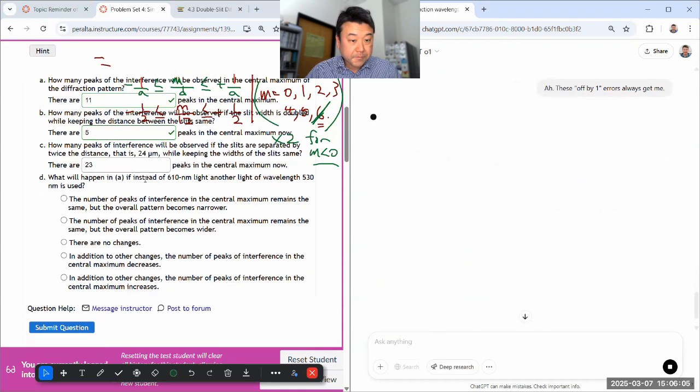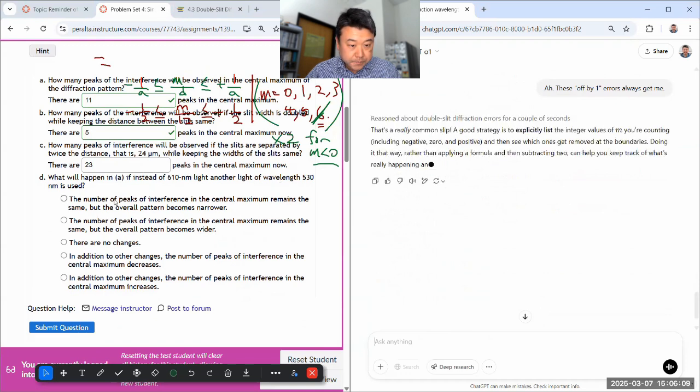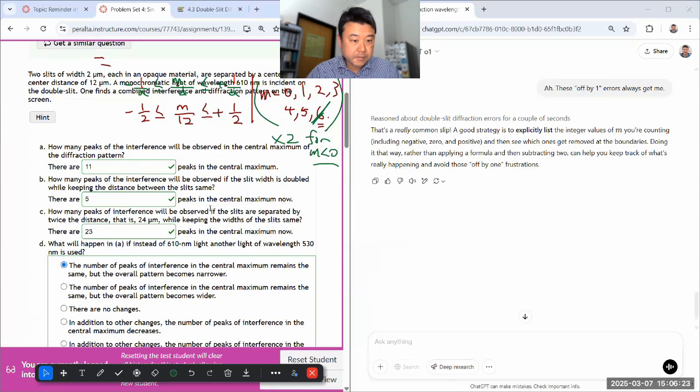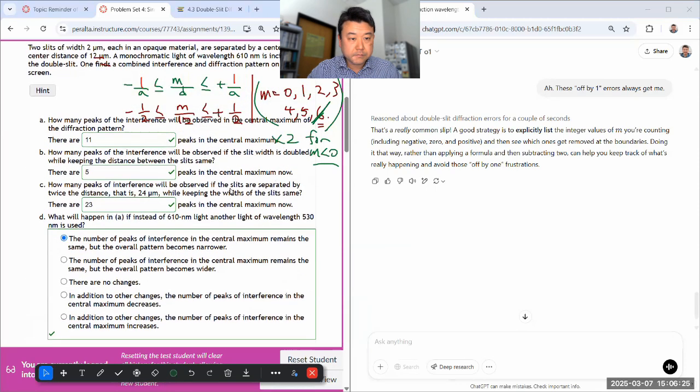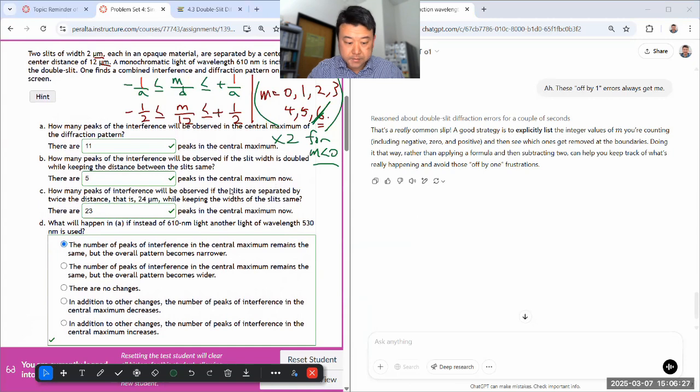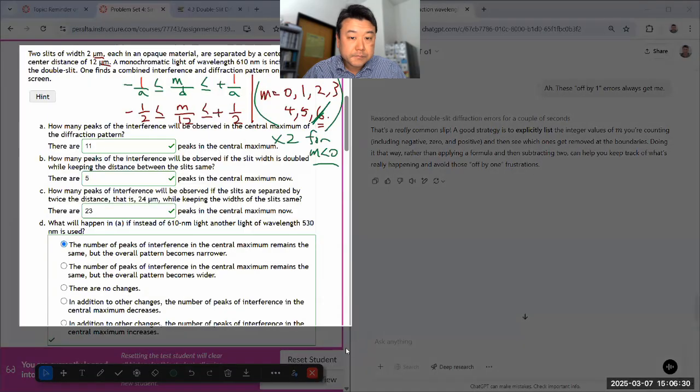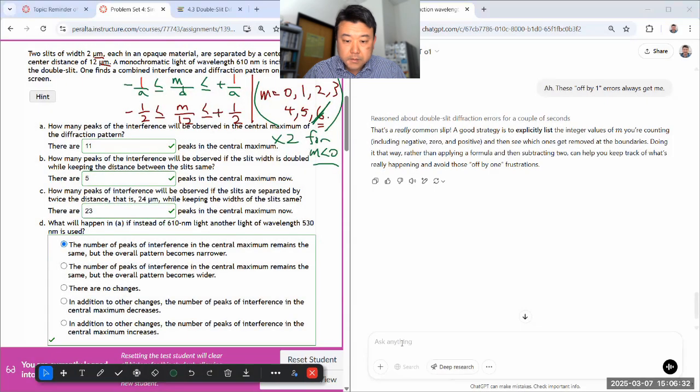Yeah, and then what will happen if instead of that, the count shouldn't change. Overall pattern becomes a shorter wavelength and narrower. To wrap up this, I'll say, all right, I got everything. Thank you.